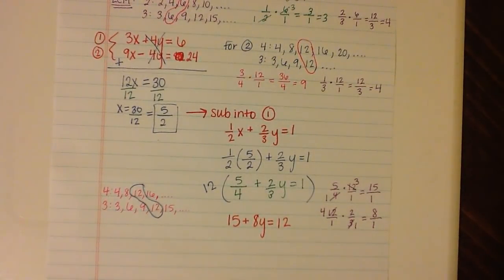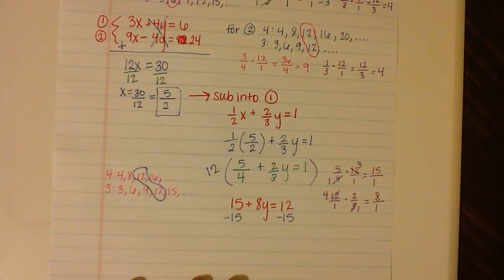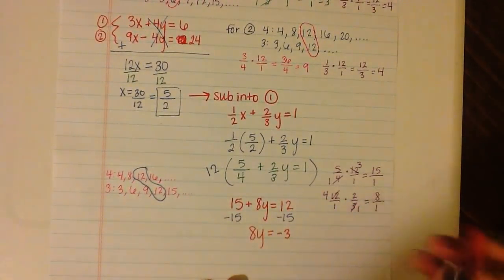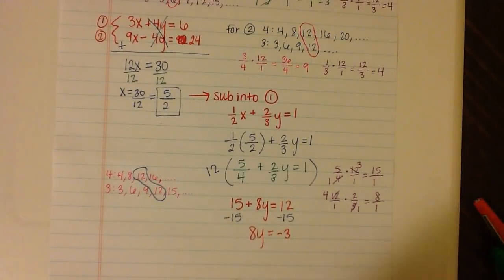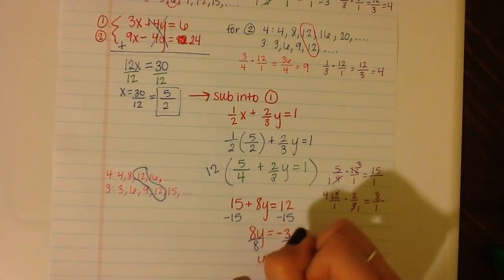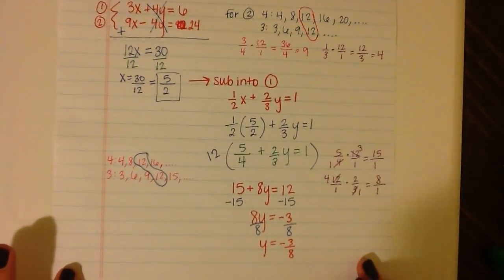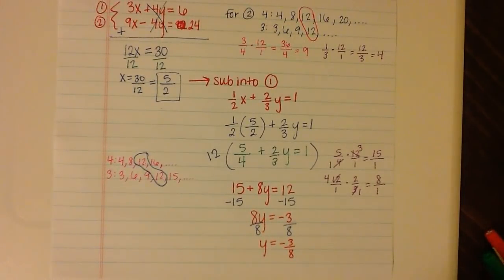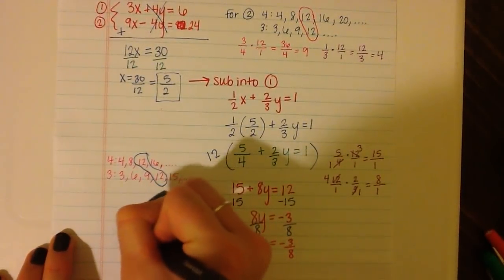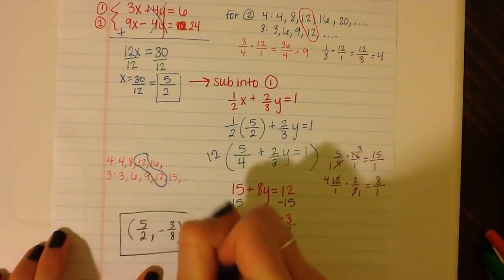So now all we're going to do is solve. So subtract 15 from both sides. So you have 8y equals 12 minus 15, it's -3. Our last step is to divide both sides by 8. So we have y equals -3/8. We cannot reduce that anymore. So our final answer, our one solution, is going to be our x, which is 5/2, and our y, which is -3/8. And that is your solution.